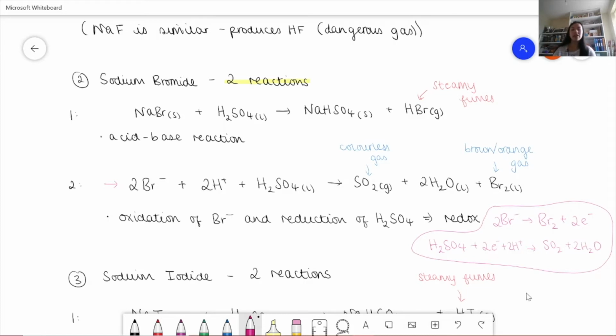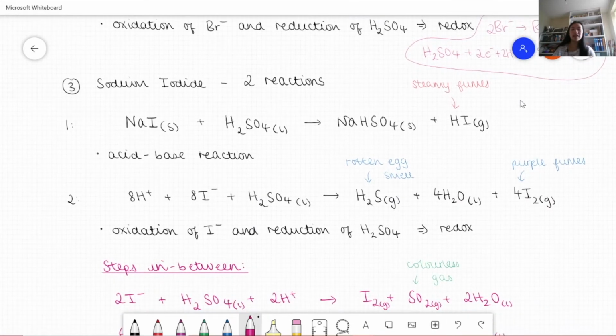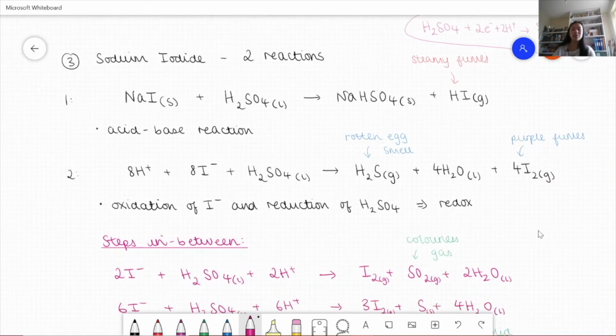Now we're going to look at sodium iodide, and this is also two reactions, but we've got some extra steps in the middle. First of all, again, an acid-base reaction happens. The important thing to remember is that with all of these, the first thing that happens is an acid-base reaction, and so steamy fumes are always produced. So we have sodium iodide reacting with sulphuric acid to form sodium hydrogen sulfate and hydrogen iodide, which are the steamy fumes.